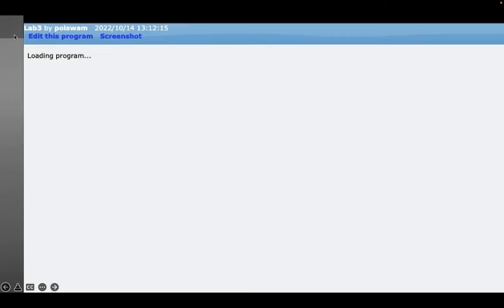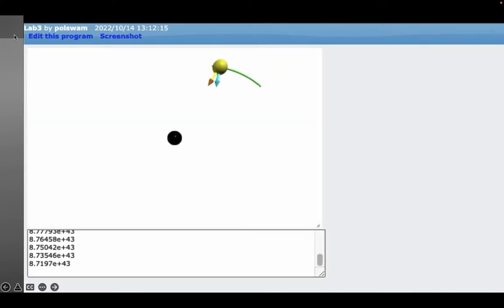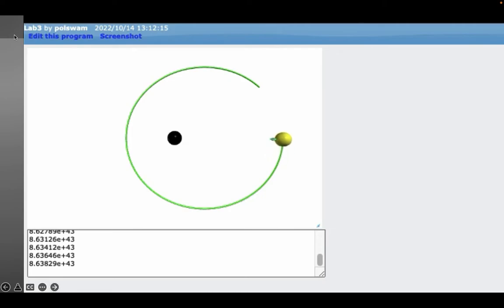So this is the first model, the star black hole system. And you can see the parallel and perpendicular forces depicted in those two arrows.